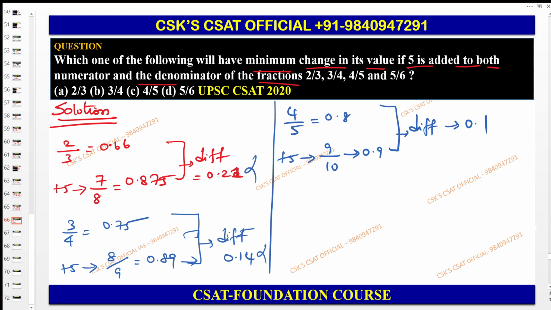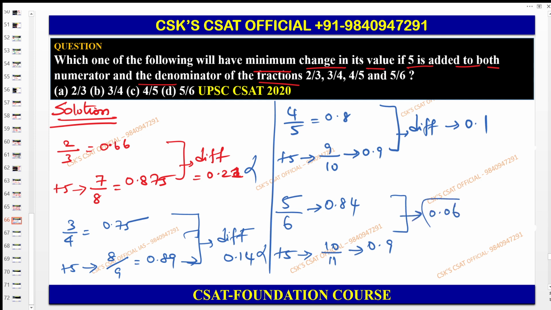So next we have to check 5 by 6. The actual 5 by 6 is nothing but, you know, 0.84. When adding 5 here, what will happen? 10 will come here, 11 will come here, then it is nothing but 0.9. Subtract this one. So this is nothing but 0.06. 0.1 is greater than 0.06. They're asking you for the minimum, therefore we can eliminate this one. The minimum here is nothing but 0.06, which comes with 5 by 6. So therefore the answer for this question is option D, 5 by 6.